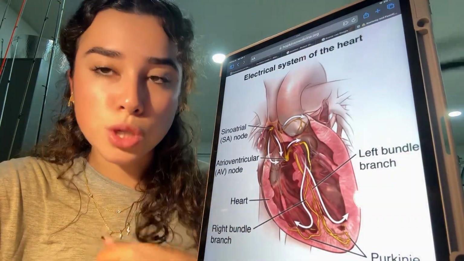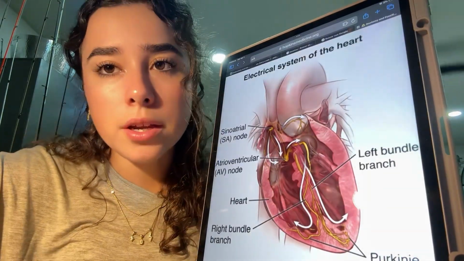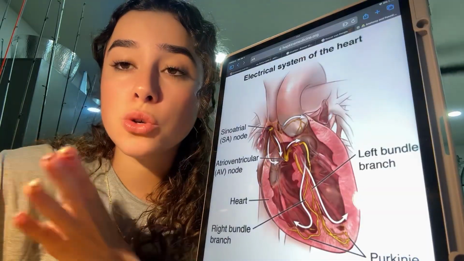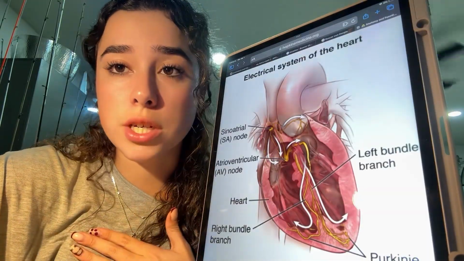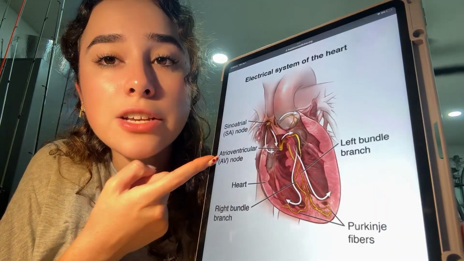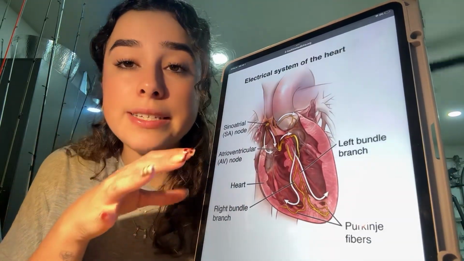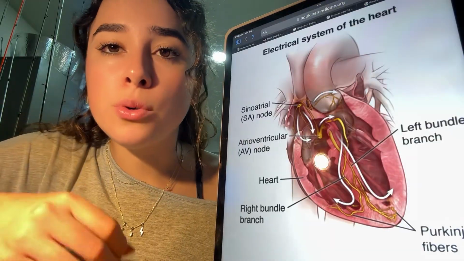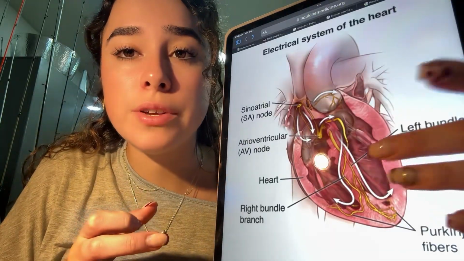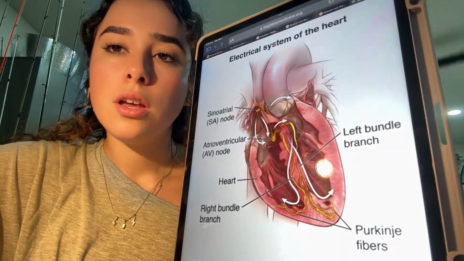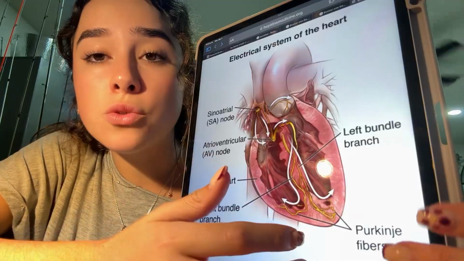Next, we start going into the heart's conduction system. Once the SA node fires, the electrical impulses start spreading through the atria. This causes contraction. Here, it reaches the atrioventricular node, where there's a slight delay which allows the ventricles to fill with blood. This impulse then travels down the bundle of His into the right bundle branch and the left bundle branch, then into the Purkinje fibers, which rapidly distribute the signals, causing the ventricles to contract.